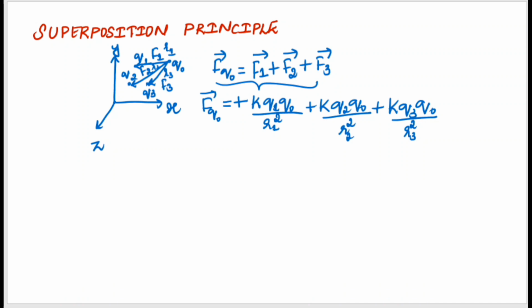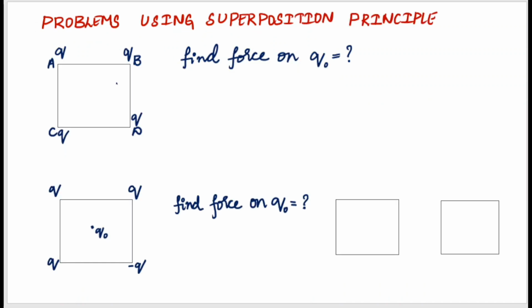Okay, let us continue solving problems using the superposition principle. Here the first problem is a square with vertices a, b, c, d, and a charge q at each vertex. The positive q charge is placed on the vertices of the square. Now I am placing a q0 charge at the center. Find the force on q0. This is our task. How to find it? It is a very easy problem.